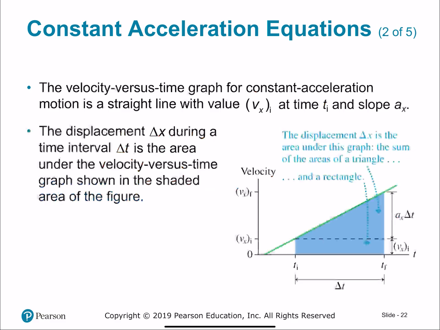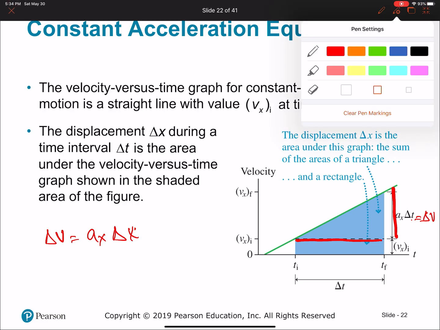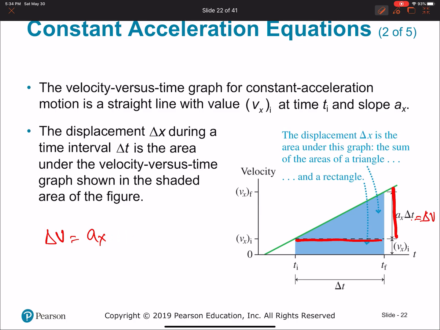So let's look at constant acceleration equations. We have the velocity here, and this is your time interval. This is your rise. What is this? This is delta v, by definition. But it is also ax delta t. So delta v is equal to ax delta t, and delta v is vf, final, minus initial, which is ax delta t, or final is equal to initial plus ax delta t.